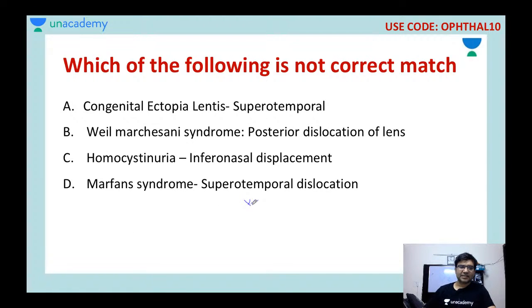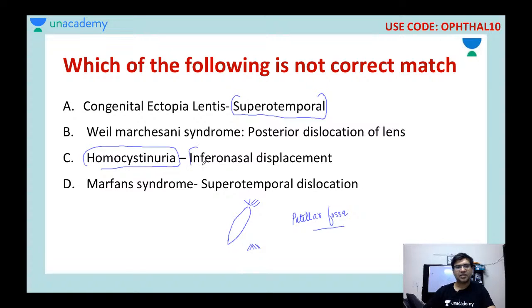So what happens in ectopia lentis, or what is the subluxation of the lens? The position of the lens is not in its anatomical position. Normally the lens is present in a fossa which is called the patellar fossa. When a part of the lens is not in the patellar fossa, this is called a subluxation of the lens or ectopia lentis. Congenital ectopia lentis is most commonly seen in the superotemporal side. Homocystinuria is basically seen in the inferonasal side. Marfan syndrome is basically seen in the superotemporal side.